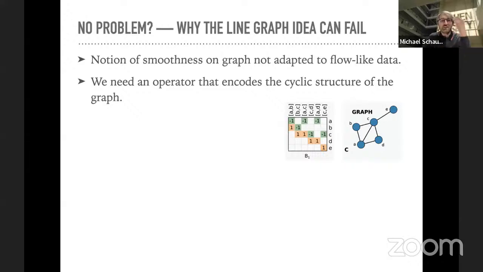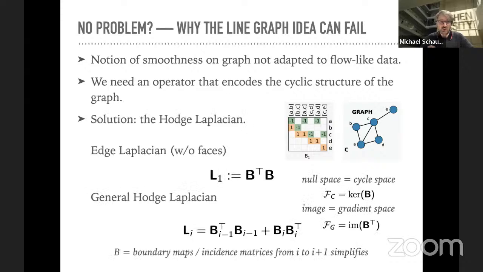So basically what I'm saying is that the notion of smoothness on the graph is not really adapted to this flow-like data that I've shown you. So we want an operator that somehow encodes the cyclic structure of the graph, or lets us encode this idea of the divergence. And so, okay, how can we do this? Well, we use the so-called Hodge Laplacian. Okay, so let me parse this for you.